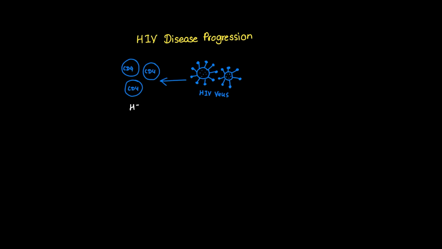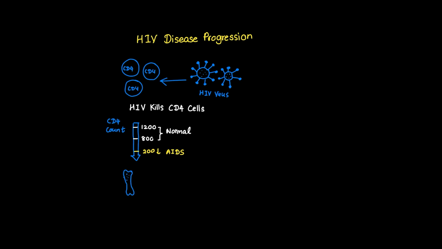HIV disease progression monitoring centers on the CD4 cell count as the key indicator. HIV specifically targets and destroys CD4 helper cells, the immune system's coordinators. These cells normally orchestrate immune responses against infections. As HIV destroys more CD4 cells, the count drops from a normal 800 to 1200 down toward 200.